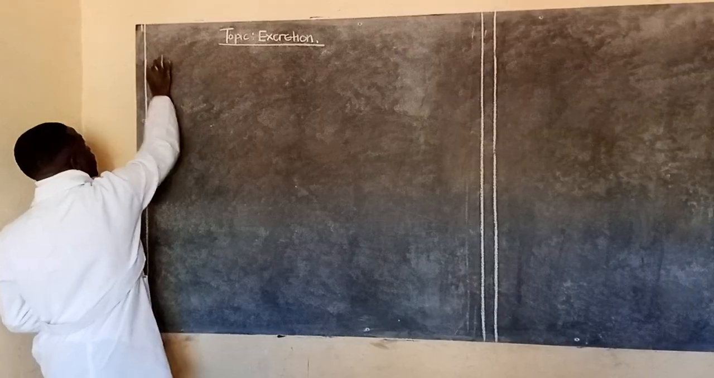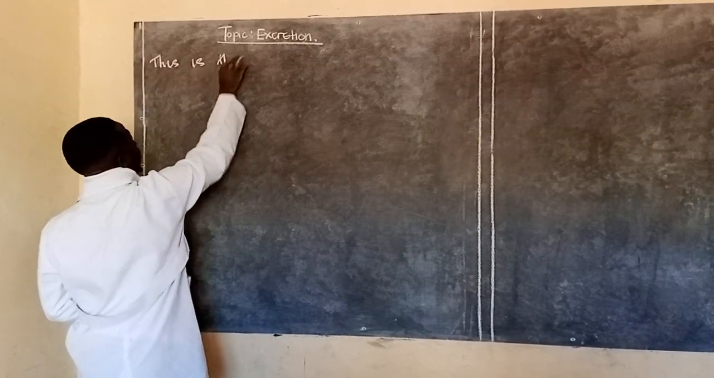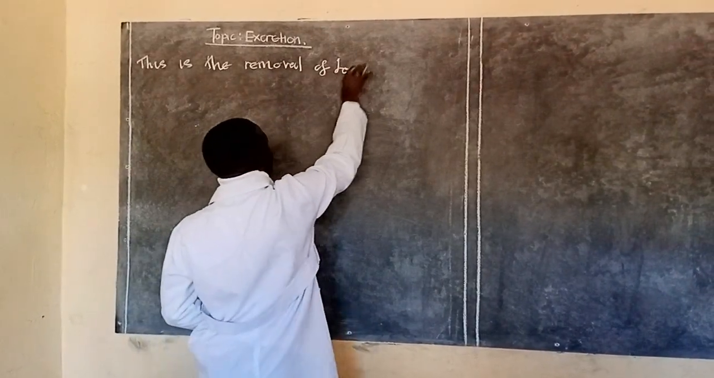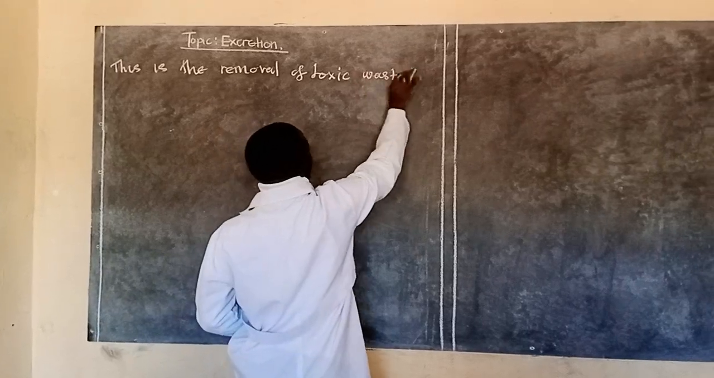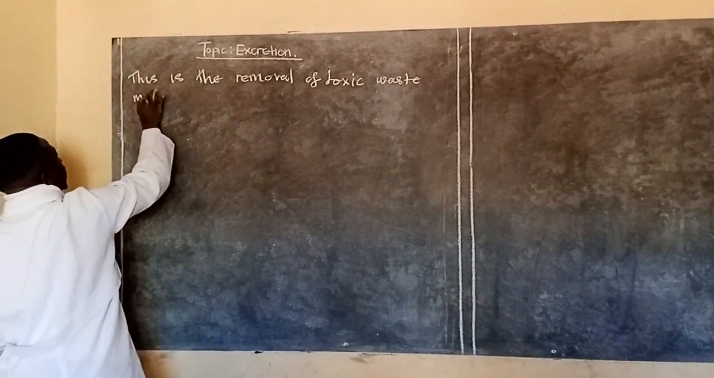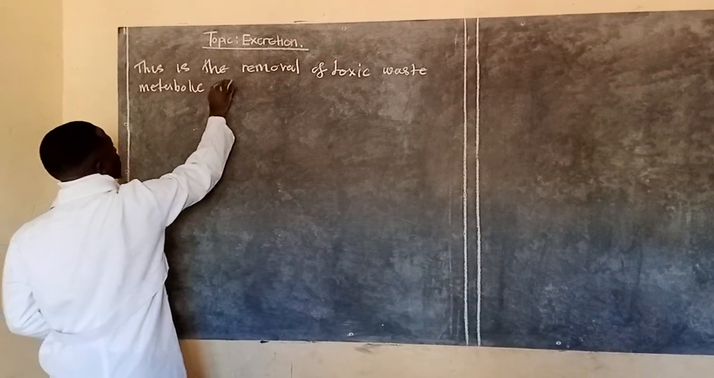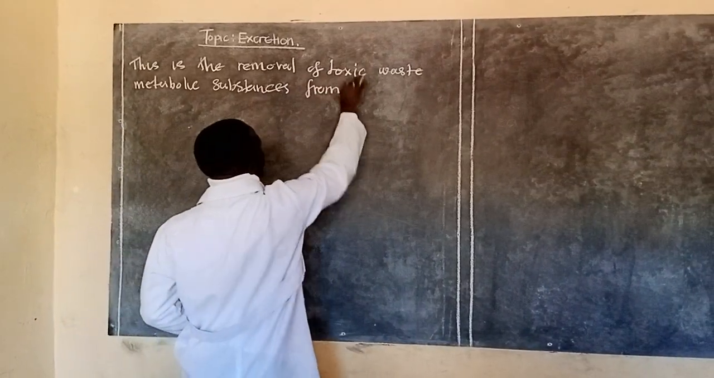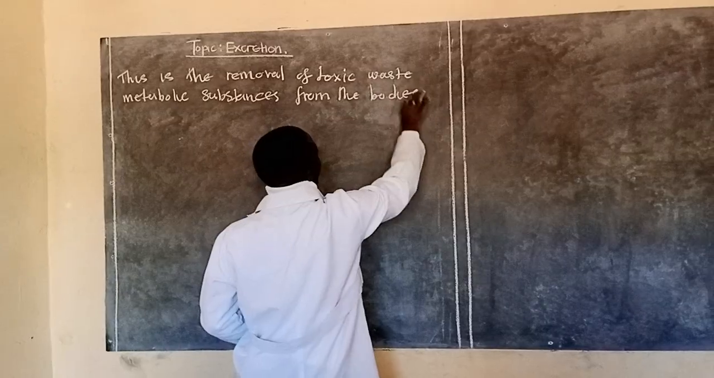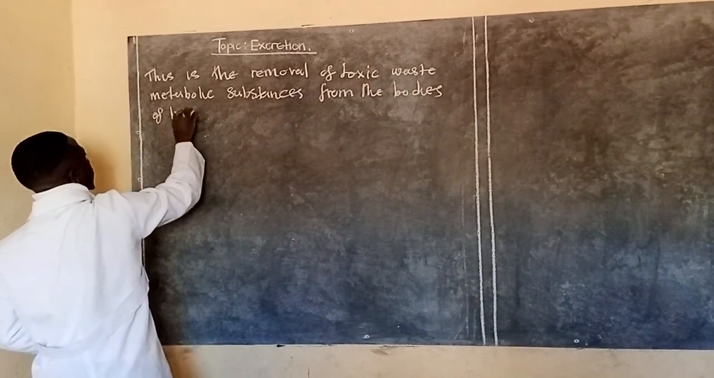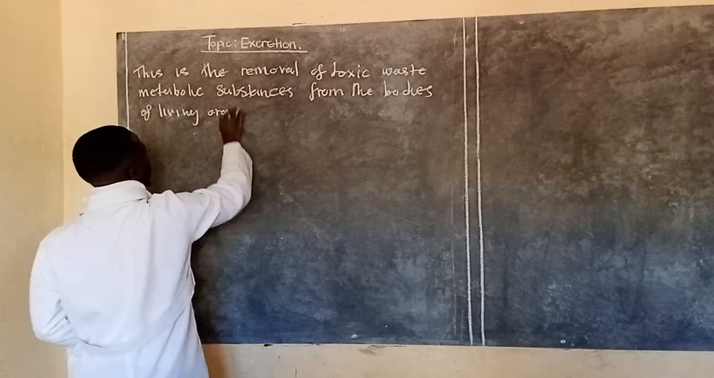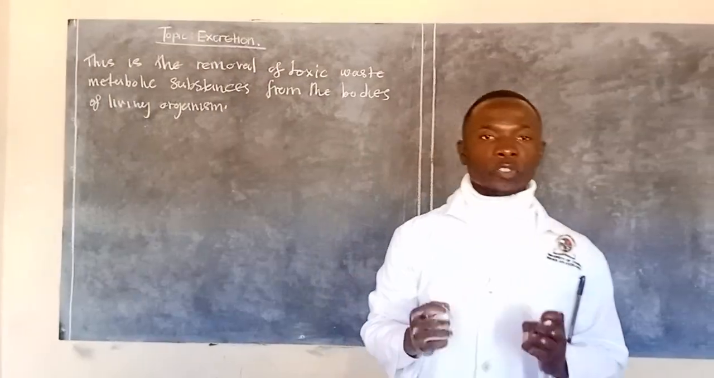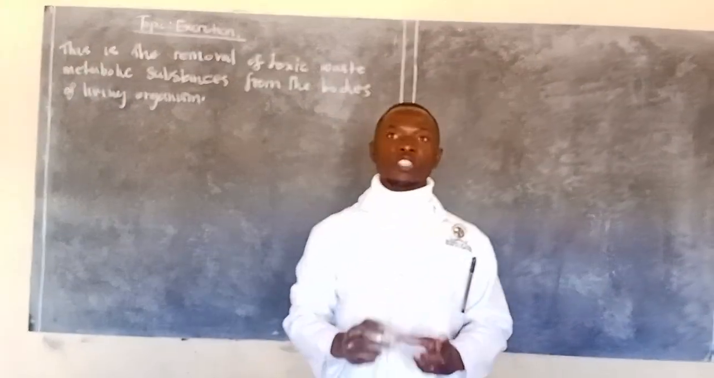What is excretion? This is the removal of toxic waste metabolic substances from the bodies of living organisms. So we define excretion to be the removal of toxic waste metabolic substances from the bodies of living organisms.